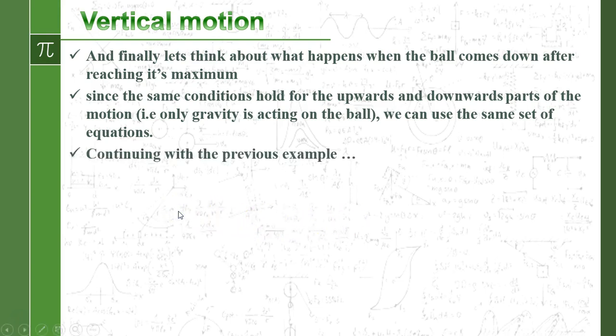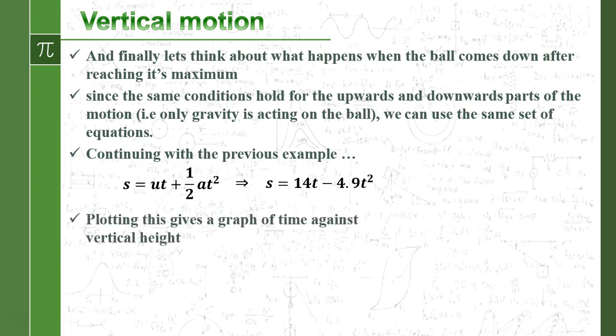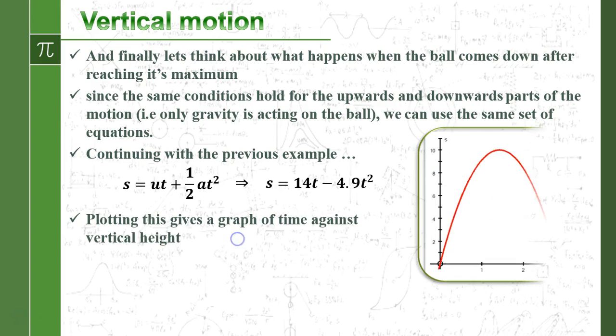So we can use the same set of equations throughout the motion. What I'm going to do is think about that previous example. I'm going to consider displacement, where u was 14 and a is minus 9.8, so that gives us that equation there. That's our displacement equation, and if I plot that on a displacement time graph, what we get is a nice looking quadratic.